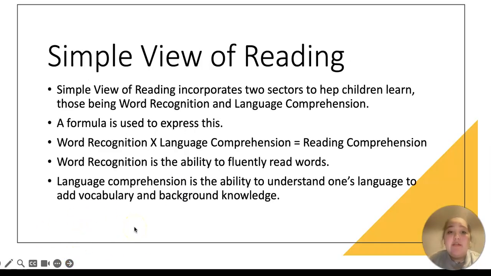For my first slide, I have the simple view of reading. The simple view of reading incorporates two sectors to help children learn. The first one is word recognition and language comprehension. Here I wrote down a mathematical formula that can be recognized: word recognition times language comprehension equals reading comprehension. Word recognition is the ability to fluently read words. Language comprehension is the ability to understand one's language, to add in vocabulary knowledge.